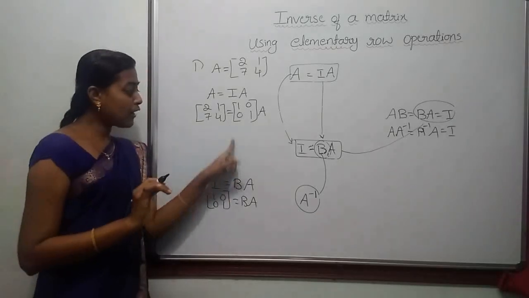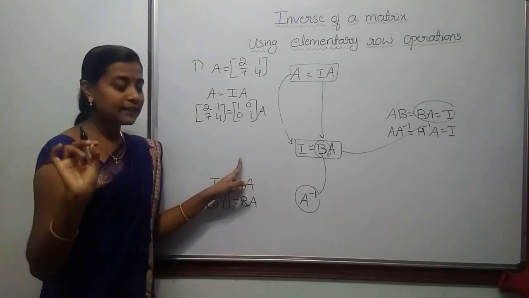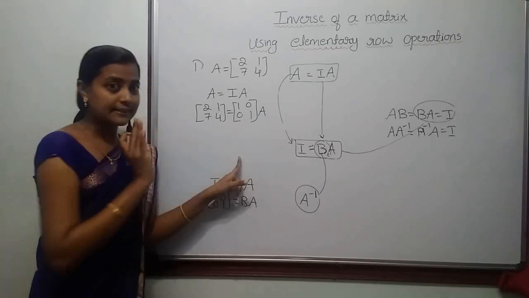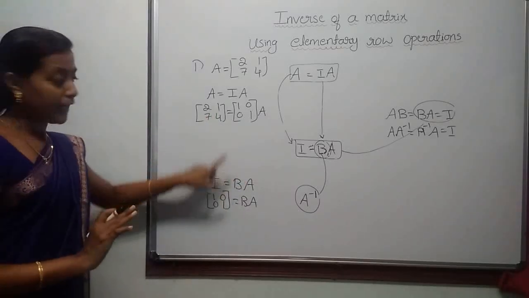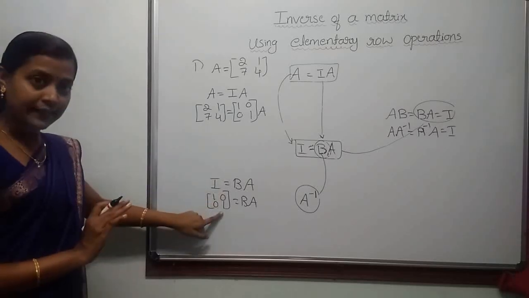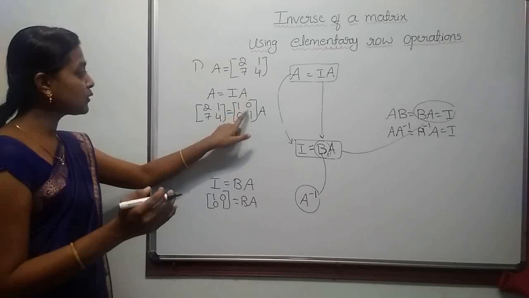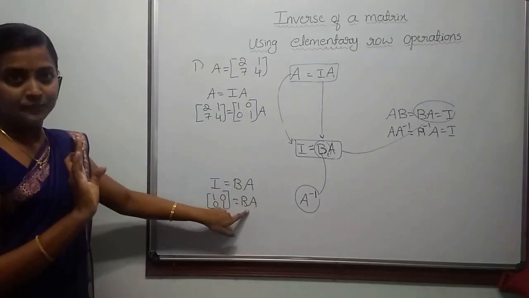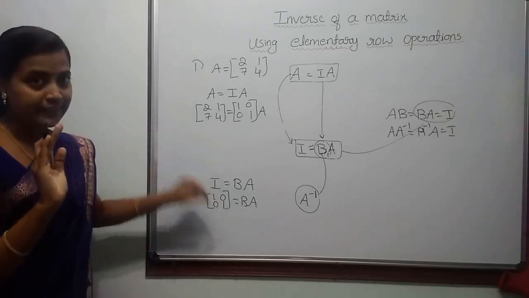Now, we have to apply the elementary row operation. Now note that the main thing in this is reducing the matrix A into identity. If you reduce this A into identity, then automatically on applying the same operation on the identity in the RHS, this will get reduced to inverse. We mainly concentrate on reducing A to identity.